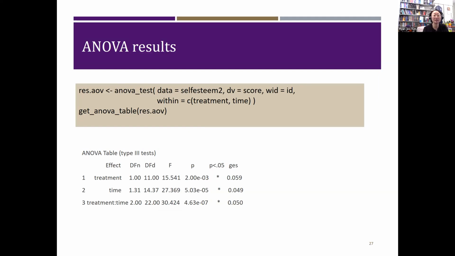Using the anova_test and get_anova_table functions, we generated the ANOVA table. The p-value for the interaction between treatment and time is less than the significance level, 0.05. And we can say there is statistically significant evidence of the interaction effect. When there is a significant interaction effect, the main effect tests are not really necessary. So we say there is a significant interaction effect and then move on.